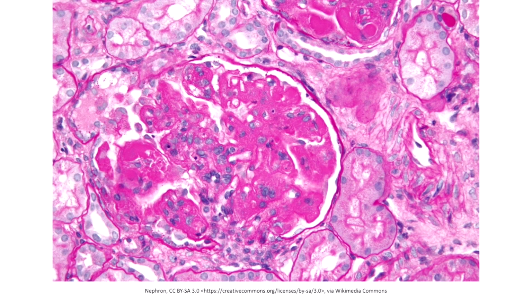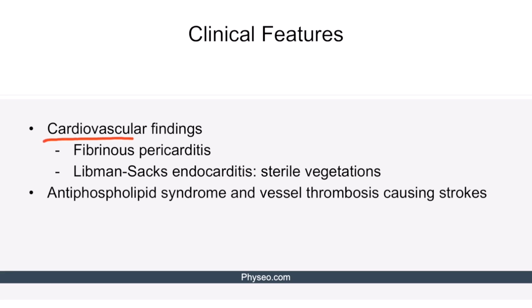Let's take a look at this histologic image of diffuse proliferative glomerulonephritis. It is commonly found on a kidney biopsy of patients with lupus nephritis. Please notice the increased mesangial matrix and mesangial hypercellularity of this glomerulus. Moving on to the cardiovascular findings.